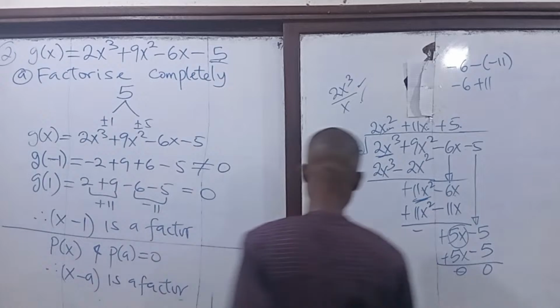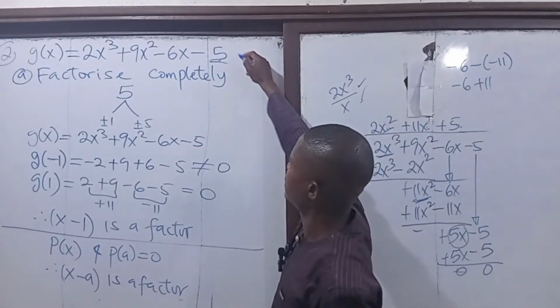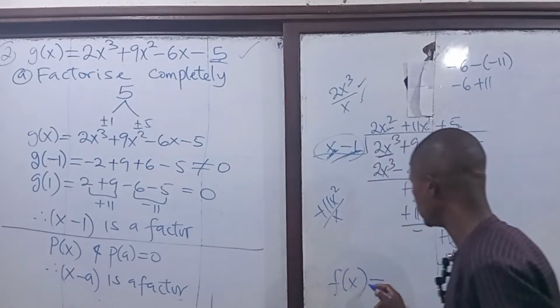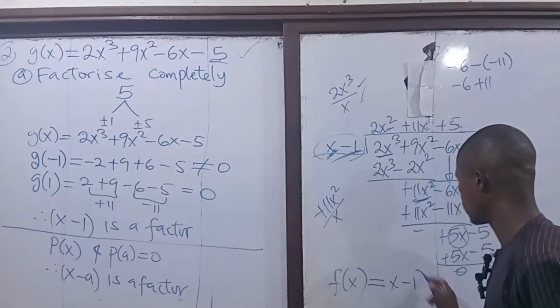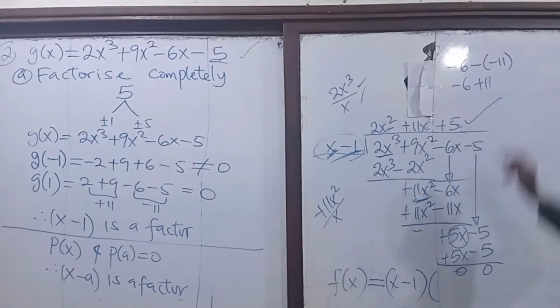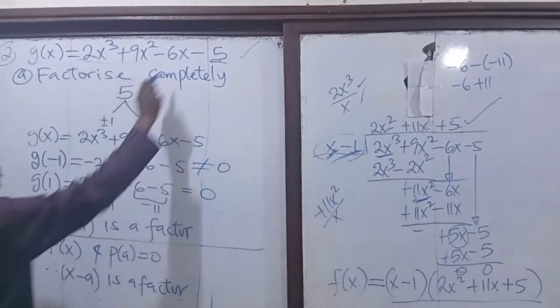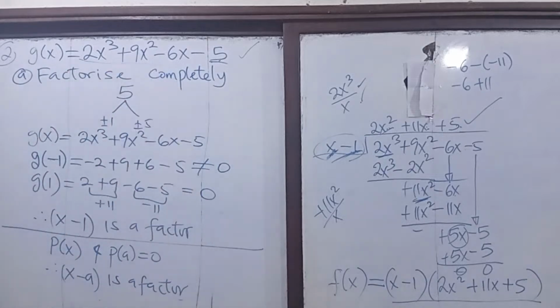Then the next thing to do is your g of x now. This expression is now broken into two parts. It is now equal to x minus 1 times the quotient, this one, 2x squared plus 11x plus 5. So when you multiply these two together, you will have your g of x. Then the next thing to do is to look at this quadratic expression and factorize it. Let's do that.